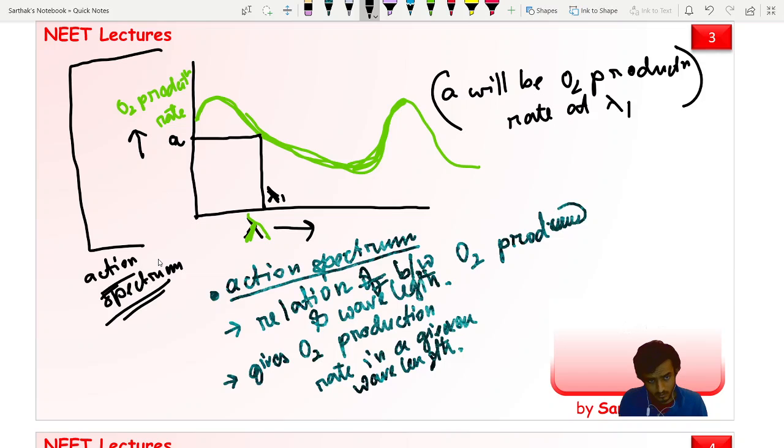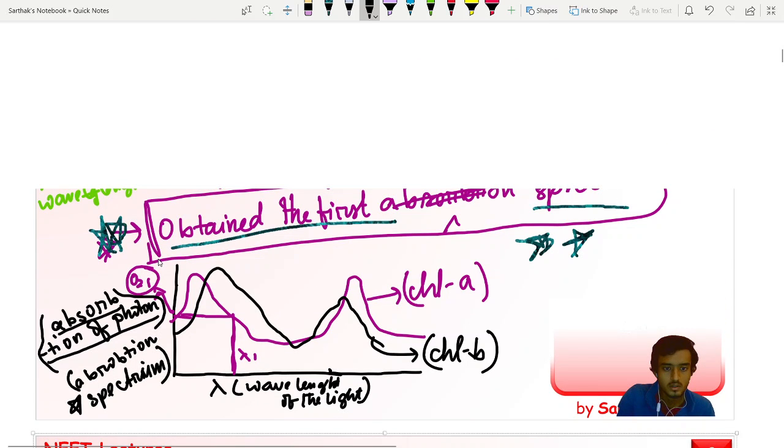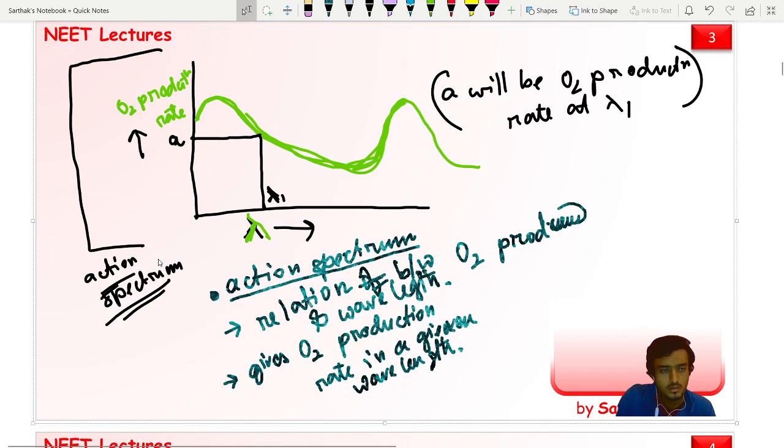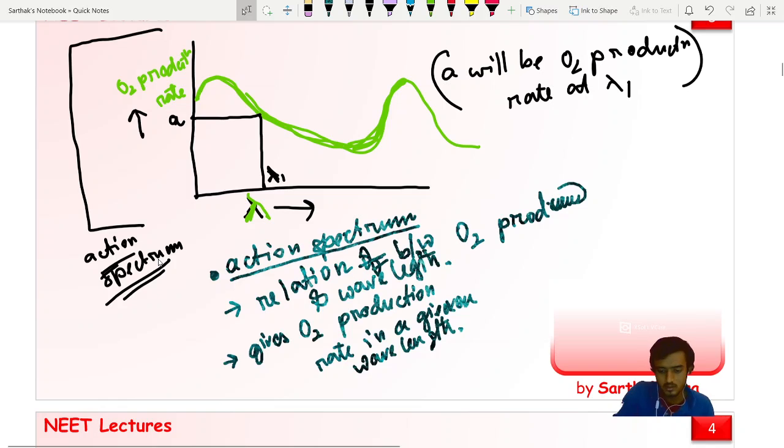In the upcoming graph we will be explaining the absorption spectrum. The absorption spectrum is just like the action spectrum. In the action spectrum we have taken the O2 production rate on the y-axis, and in the absorption spectrum we will be taking the absorption of photons for a particular pigment at different wavelengths. So see here, this curve is in pretty bad shape, so let's take the next slide.